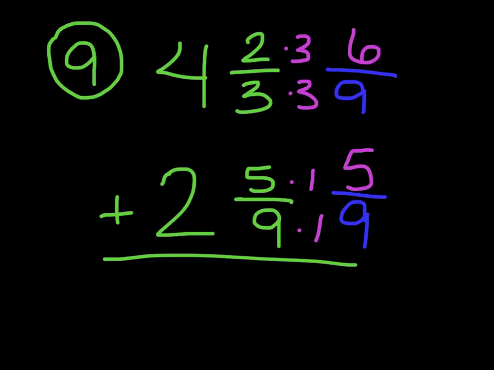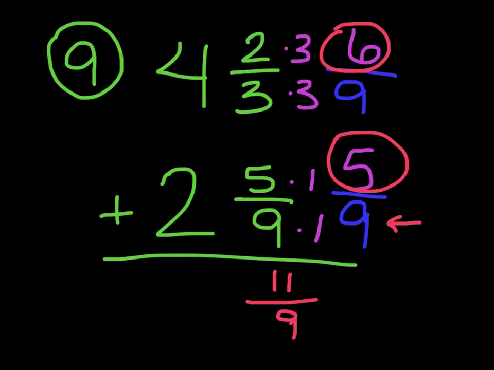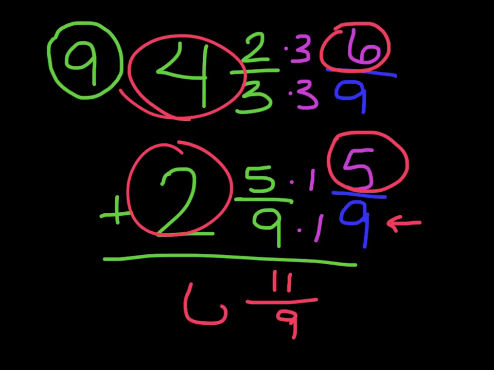Once you do that, you want to add your numerators. 6 plus 5 gives you 11. And your denominator stays the same, 9. Add your whole numbers. 4 plus 2 gives you 6.